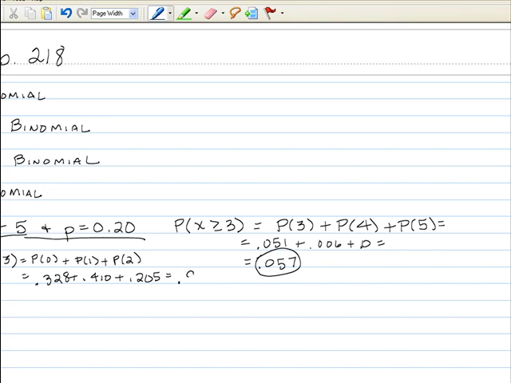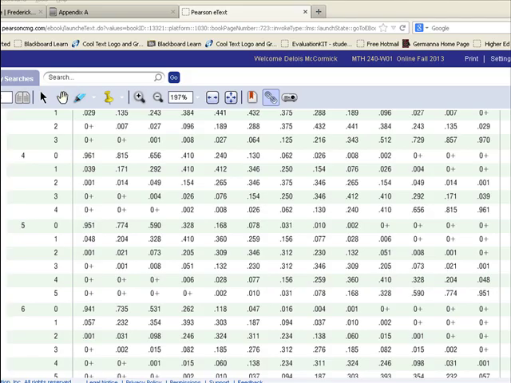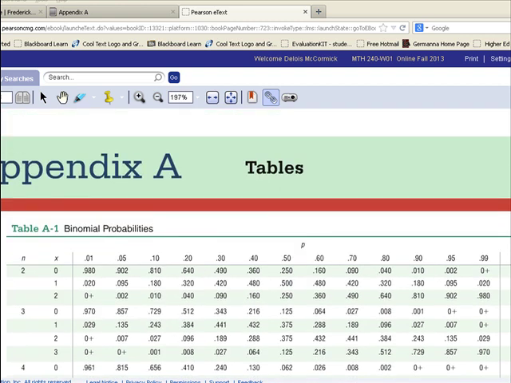Okay, so as you can see, the table is fairly easy to use. The problem with the table is we don't have all values of n. It actually only goes up to n equal to, I believe, 15. And also the probabilities across the top, we don't have every possible probability. So that's what makes the table difficult in some cases.